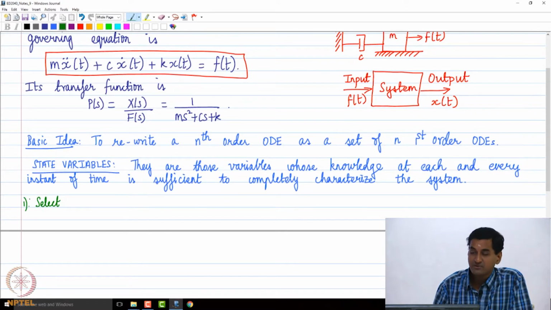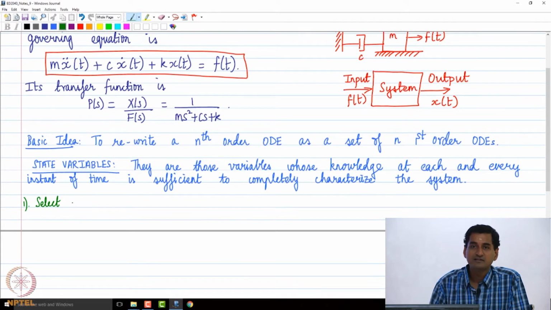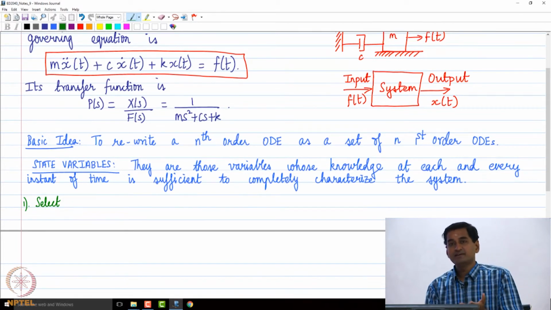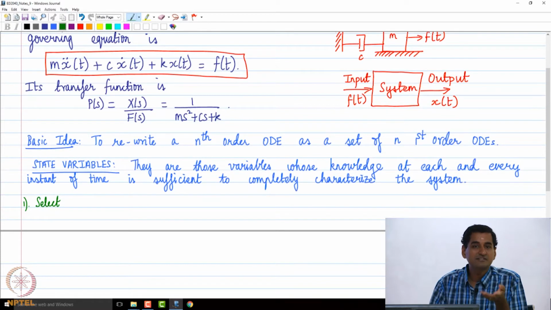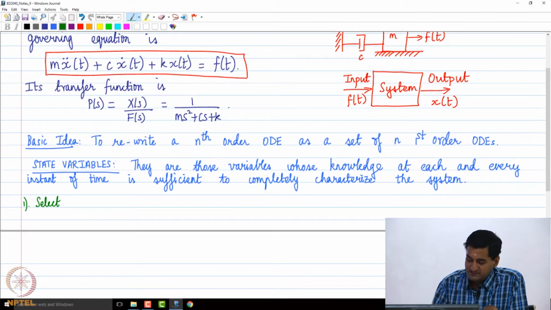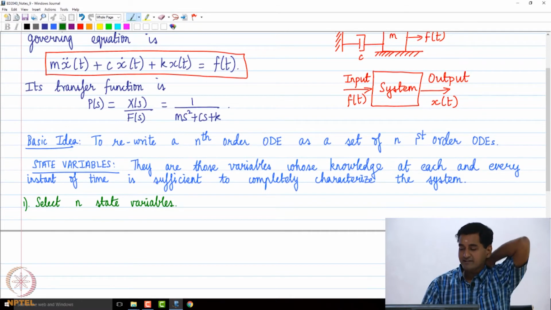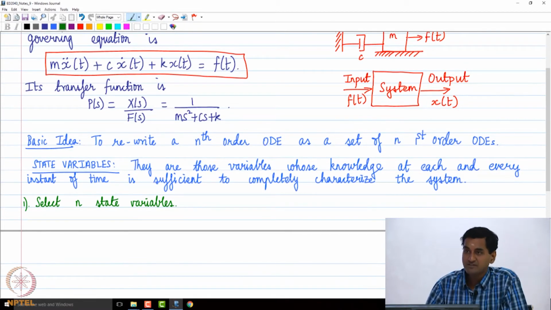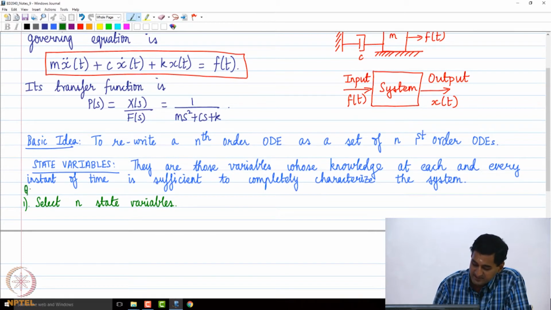Okay. So, if I want to essentially write the governing equation of any system in the state space representation, what do I do, right? So, first thing is that select n state variables. Okay. So, because in general we are dealing with an nth order system, right. So, the question is what am I answering as far as these steps are concerned.